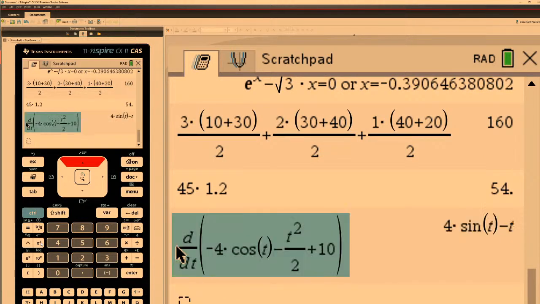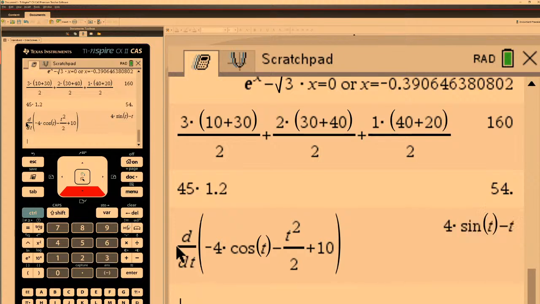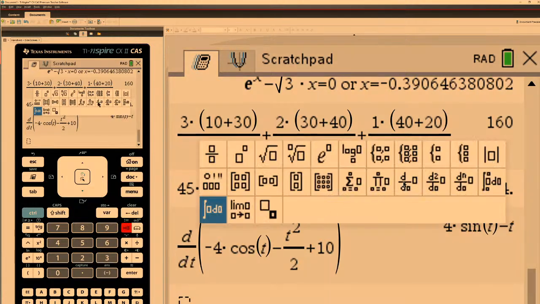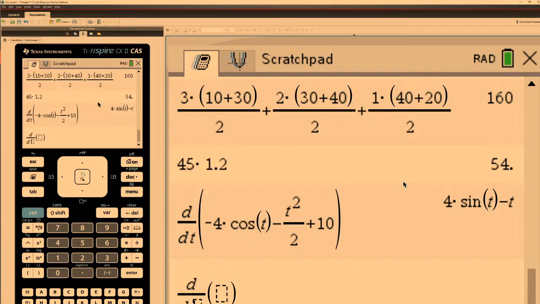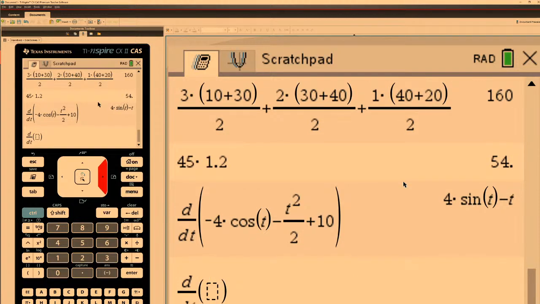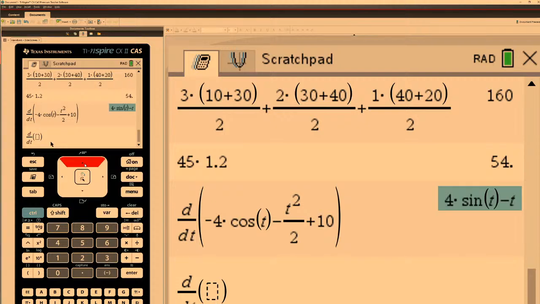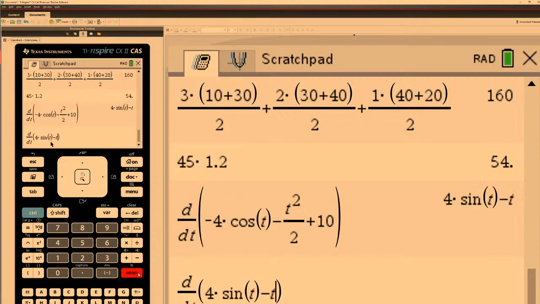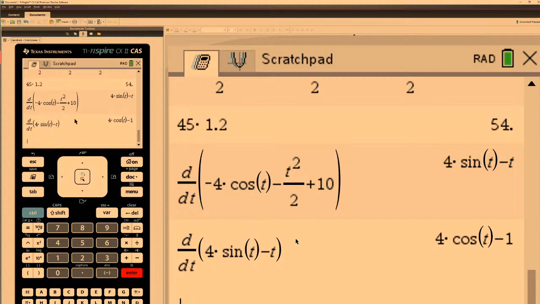Then I'm going to take the derivative of that velocity. So what I can do is I can go d dt, and then I put my cursor into this box, and I hit the up arrow, right? If I hit this up arrow, it highlights that guy. When I hit enter, it brings it down, and that's the second derivative. So this was the velocity. That's the acceleration. Now, I want to figure out when is this 0.